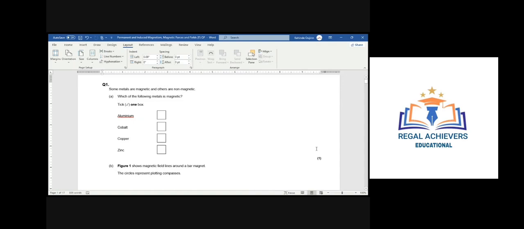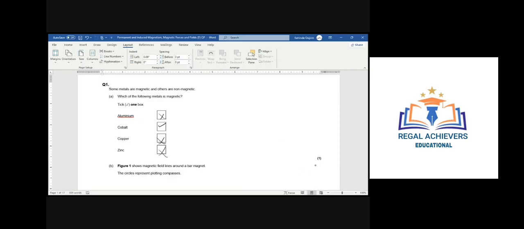So basically, we need to understand that even though metals are magnetic, there are some metals that are not magnetic. Okay, so which of the following metals is magnetic? Even though iron is a metal, it's not magnetic. Copper is a metal, it's not magnetic. Zinc is a metal, it's not magnetic. The right answer is cobalt.